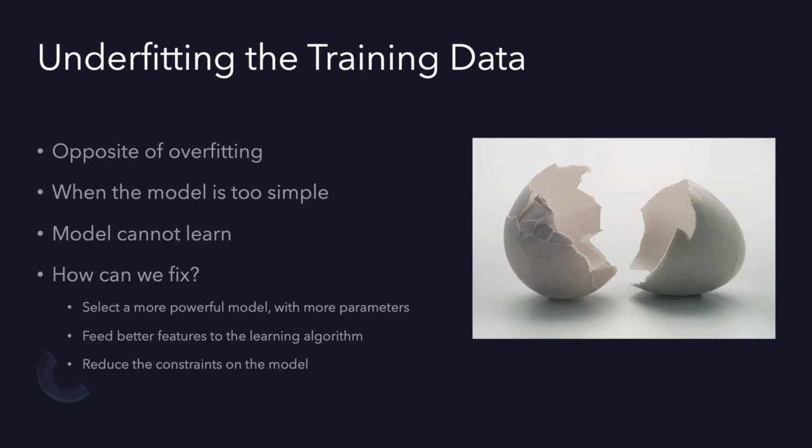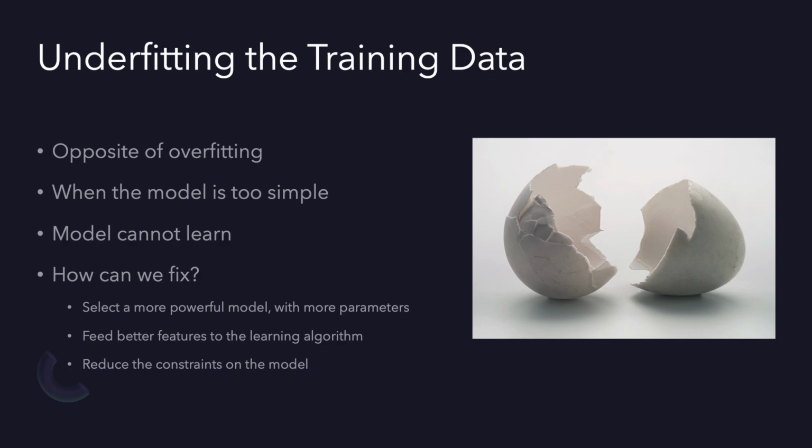Another challenge, and the last one, is underfitting, just the opposite of overfitting. That means the model cannot learn. Overfitting is overgeneralizing, memorizing, and this one, underfitting, is insufficient learning. Generally, when the model is too simple, underfitting may be seen. Okay, how can we fix it? We should select more powerful models, we should feed better features to the learning algorithm, and we should reduce the constraints on the model.